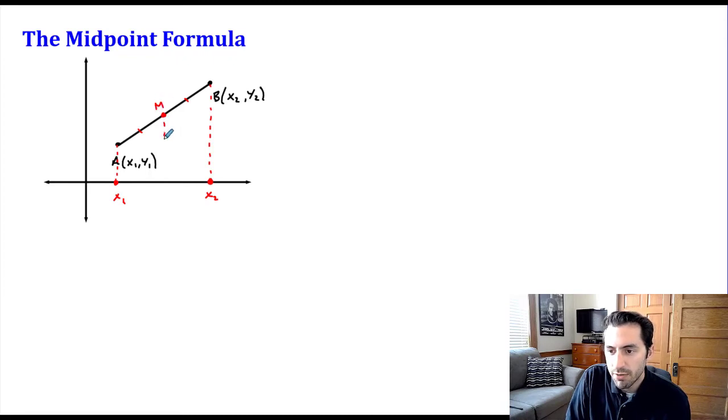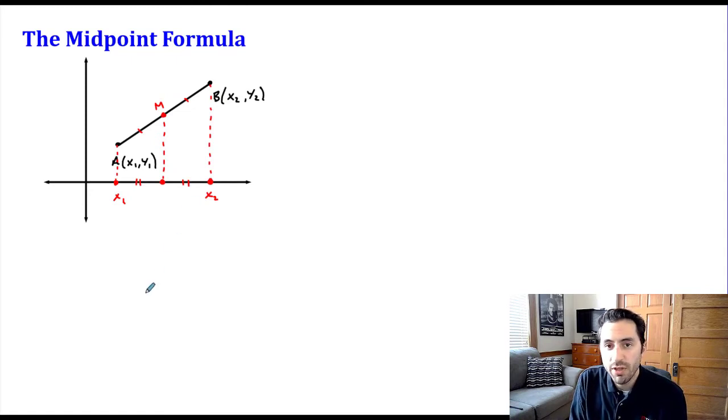Now if I look at where my midpoint is, if I drop down, I want to know what this x value is. We do know that the midpoint has to be the same distance away from these 2 endpoints. So the length here should be the same as this length. So these should be equal to each other.